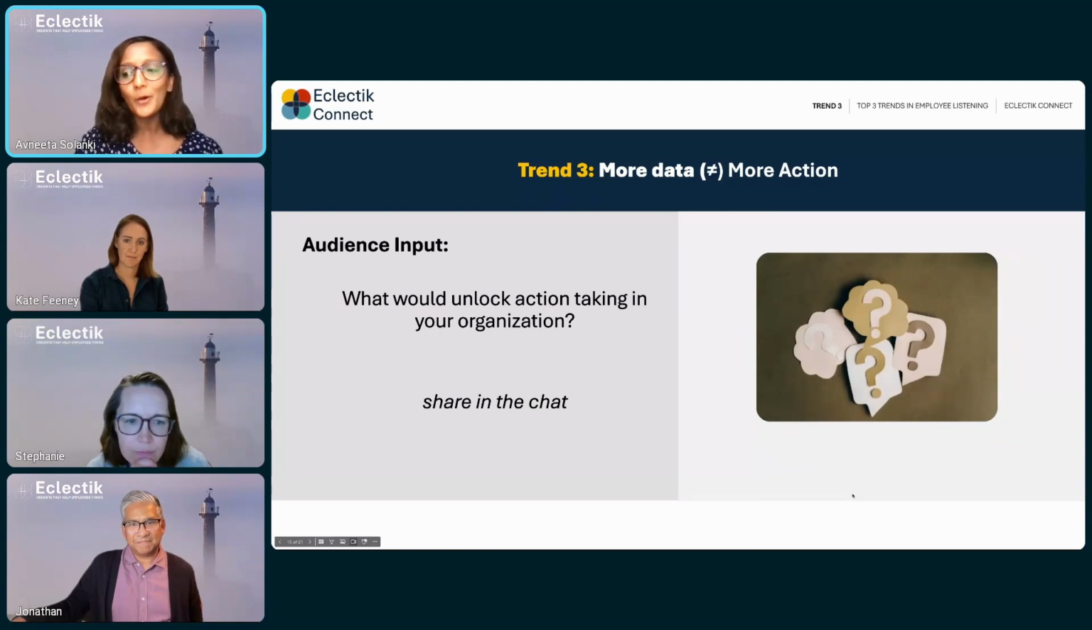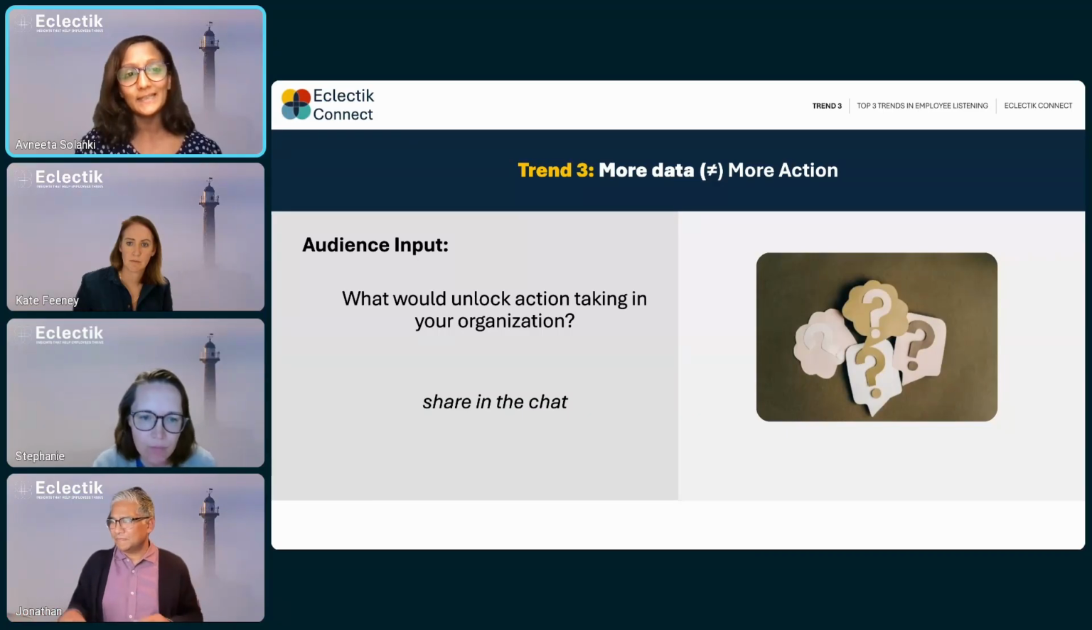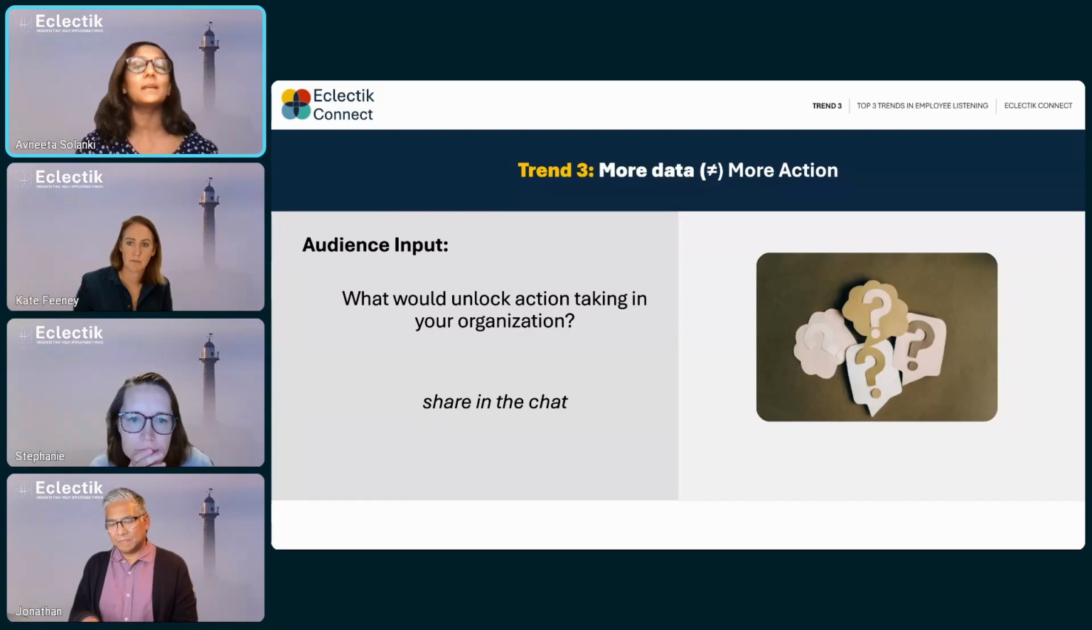So we've got a quick poll here. I wonder if we have time. I'm going to squeeze it in, but it's just something that you can type in the chat. The question is, we've spoken about managers, but besides managers, what else? If you had a magic wand type of scenario, what else would help unlock action taking in your organization? And not to lead the responses, but this could be from across the organization, thinking systemically now. What are the foundations that you need to build to improve action taking in your organization? We'd love to hear your thoughts there.